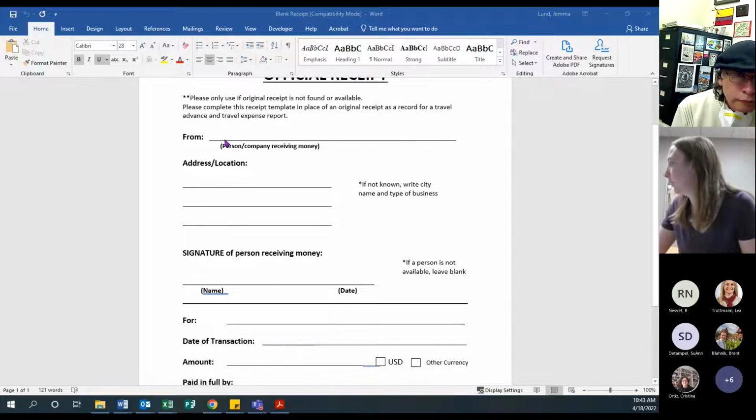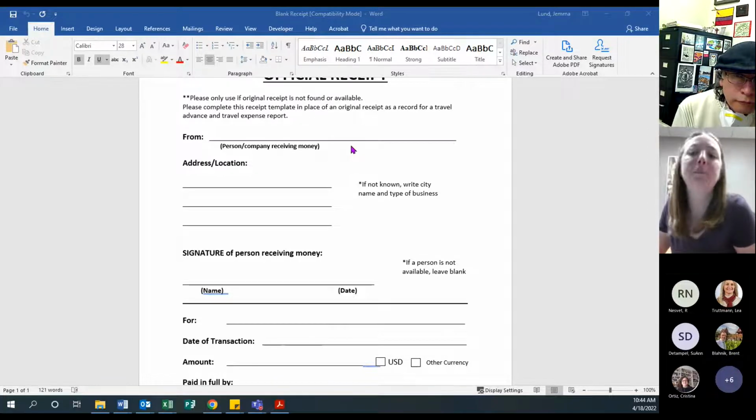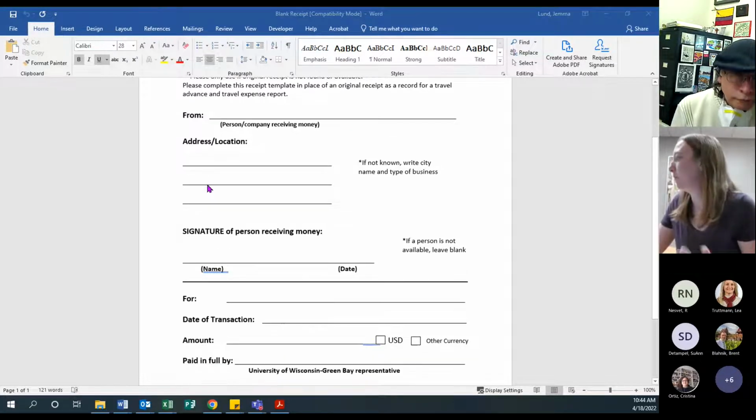So really, you're going to fill out the top part to the best of your ability. If it's a roadside stand selling snacks, you may not have an official business name, but put as much information as you can. If it's, for example, a taxi, maybe put where it picked you up from and where it's dropping you off. Again, as much information as possible.